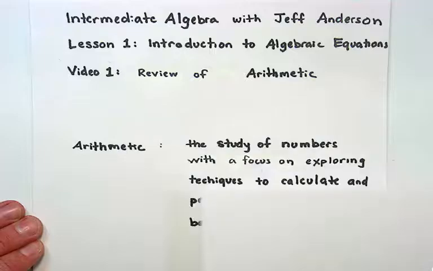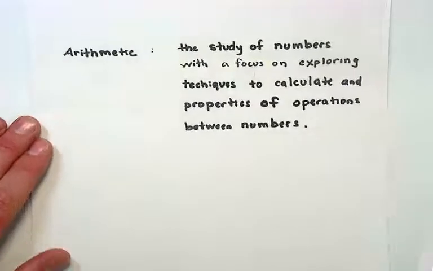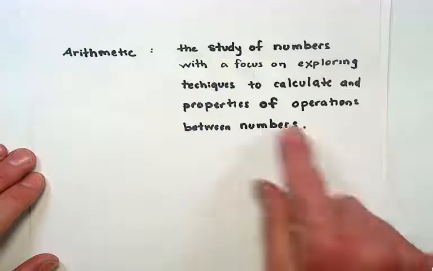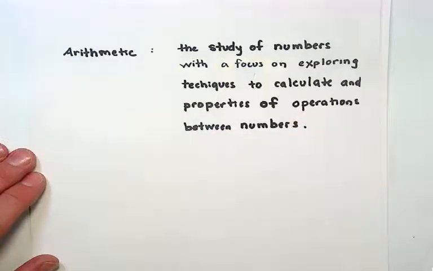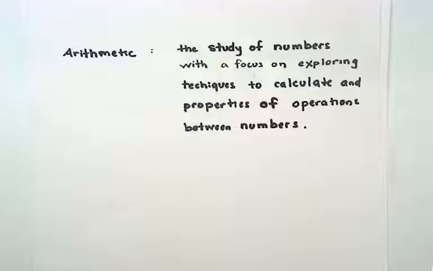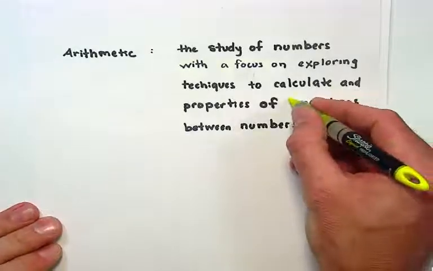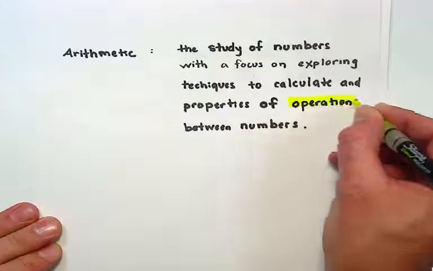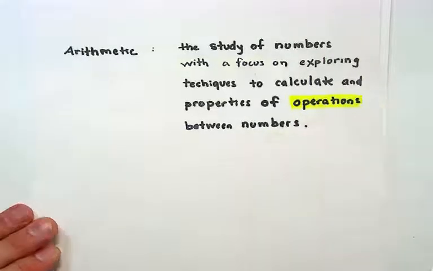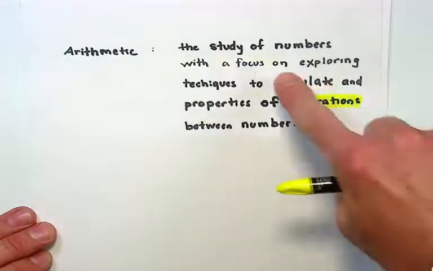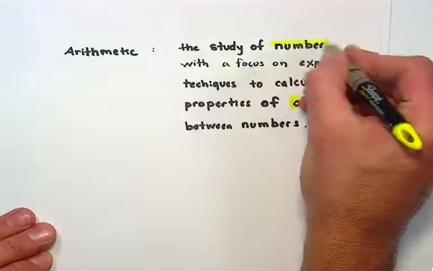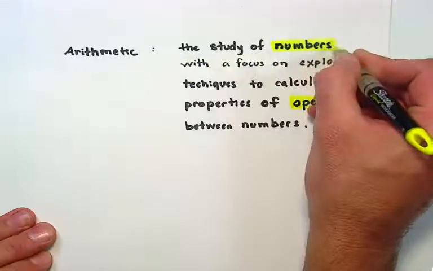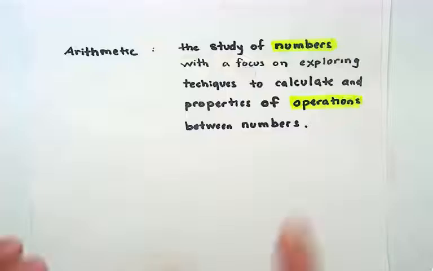Quick review. We say that arithmetic is the study of numbers with a focus on exploring techniques to calculate and properties of operations between numbers. That's a lot of words. Forget about all that crazy stuff. The main focus in arithmetic, which is kind of the level up towards algebra, is to explore numbers and operations on numbers. Major idea, we look at how numbers work, and we also look at taking numbers, putting them together with things called operations, and figuring out what we're doing.